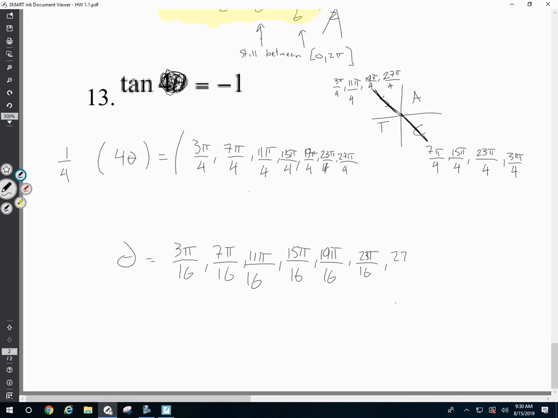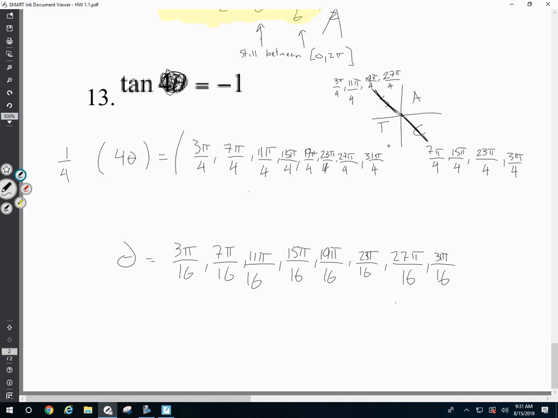27 over 16 is still less than 2. We've got to get to 32 over 16. So when I get to 31 pi over 4, divide that by 4, 31 pi over 16. That's really close to 2. I know if I go one more, it'd get out of there.